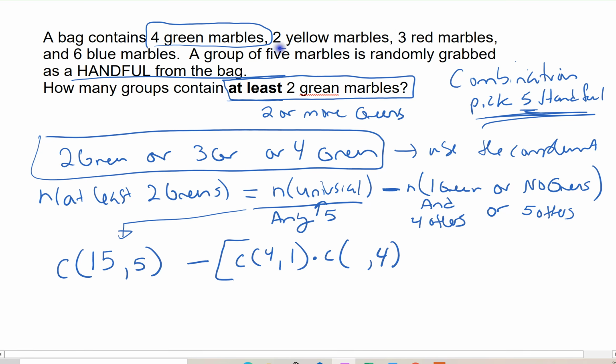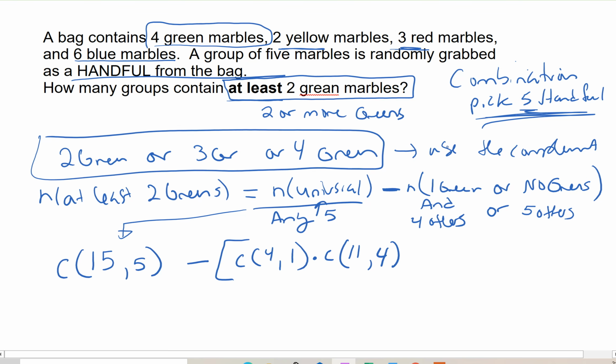I have to pick 5 altogether, so there's still 4 left I need to choose that have to be one of the other colors. Well, the other colors are 2 yellows, 3 reds, and 6 blues. And so there are 11, right? 2 plus 3 plus 6 are 11 other colors. So the first group would be combination 4 choose 1 times combination 11 choose 4. That's the one green case.